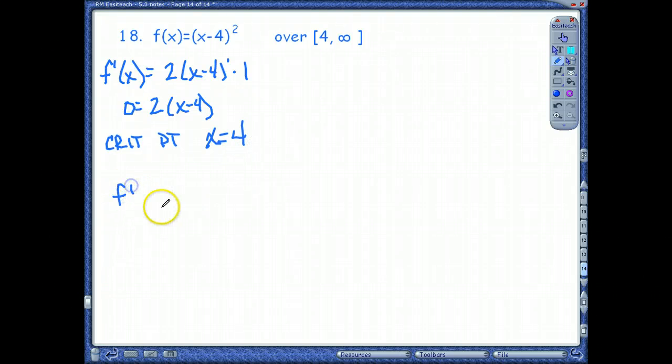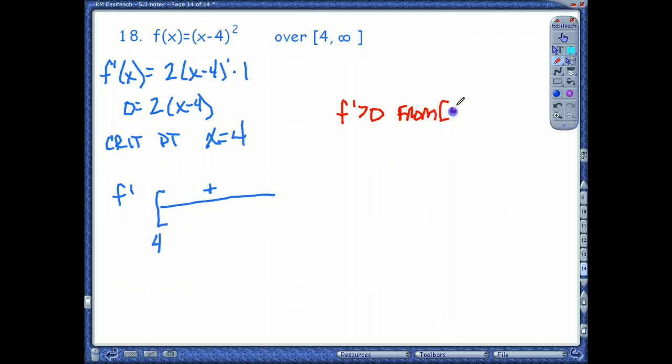So when I look at my interval here, now, my power is odd, so I would alternate, but look, they have chopped my interval down. So I am only positive on this interval. They're only talking about that interval. So that's the only interval I shall talk about. So my derivative is greater than 0 from, and I'm going to use a bracket because that's what they did up there, and that's the only interval they want us to talk about.